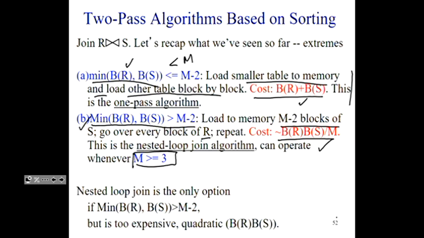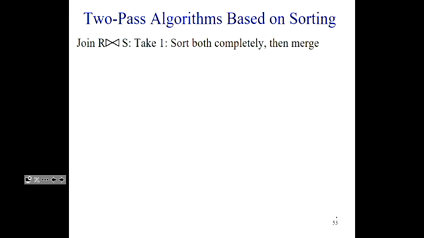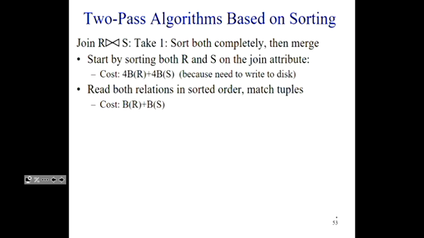So the first approach is a naive approach, and let's start by talking about that. The first approach would be to sort these two relations in entirety and then do a merge. So how much would I need to spend in order to sort them in entirety?